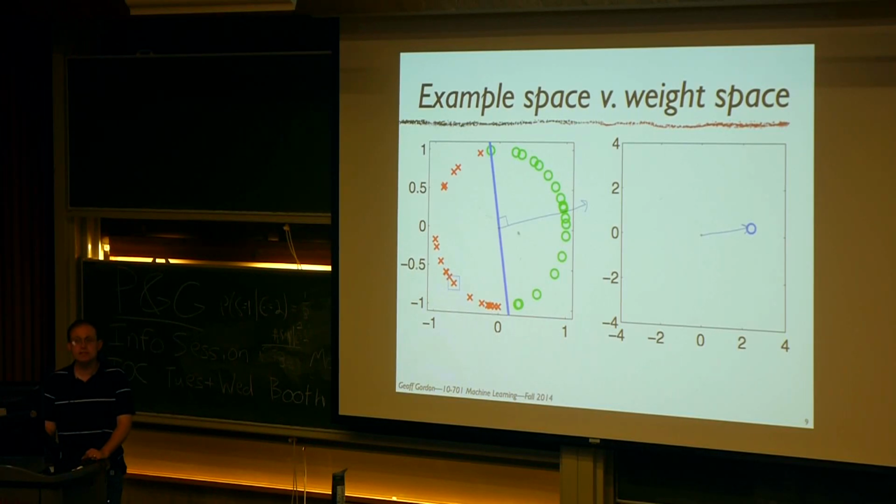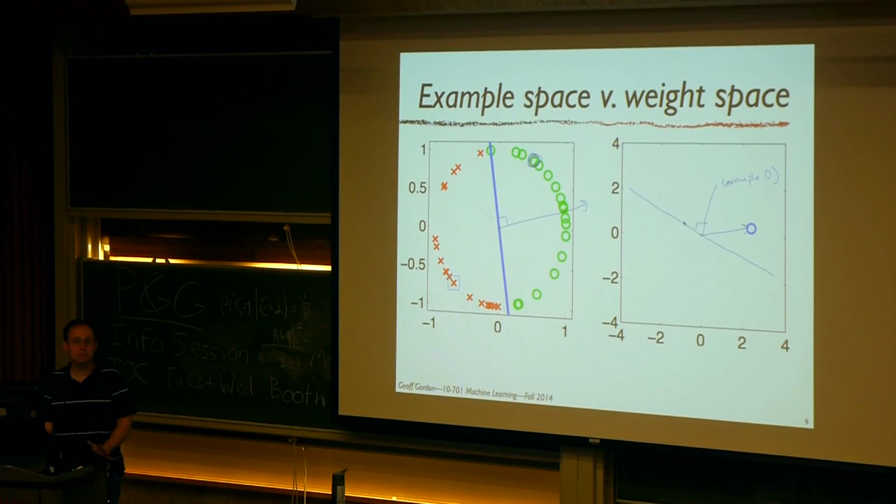Every example leads to a constraint on W. So let's take this example right here. The weight vectors that classify that example correctly are going to be the ones that make less than a 90-degree angle with it. So if I draw that example here, the weight vectors that classify that example correctly are going to be the ones that have a positive dot product with the example. So that's going to be a half space in the set of possible weights.